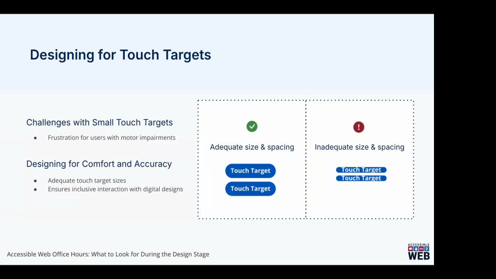Think about the last time you tried to tap a tiny button on your smartphone and accidentally hit the wrong thing. Frustrating, isn't it? Now, imagine you have motor impairments. This frustration becomes a barrier. Designing with adequate touch targets ensures that users can interact with our designs accurately and comfortably. It's about respecting the diversity of ways people interact with technology and ensuring that no one is left out because of how we design.